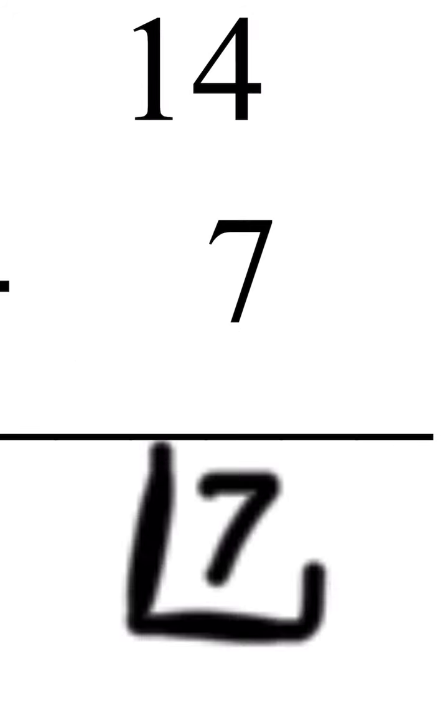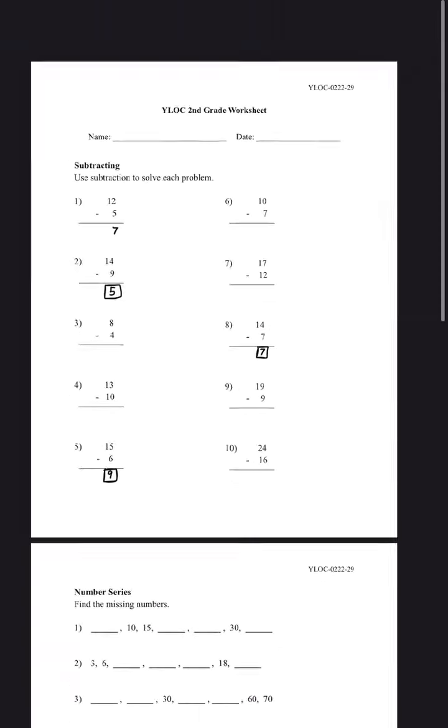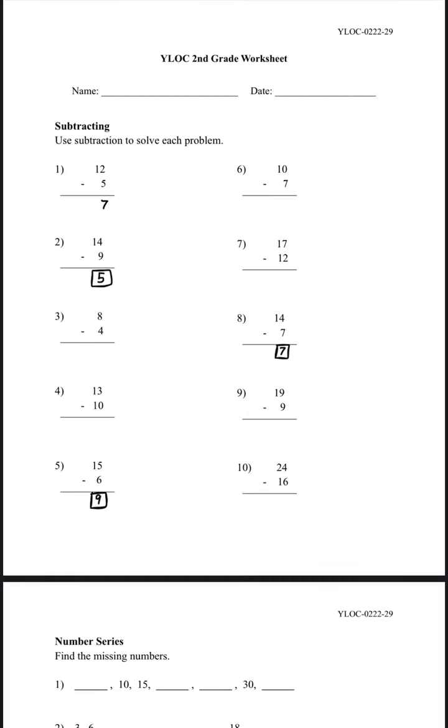For number 8, we need to subtract 7 from 14, and if we subtract 7 from 14, it becomes 7, and 7 is the answer. And lastly, let's look at number 10.